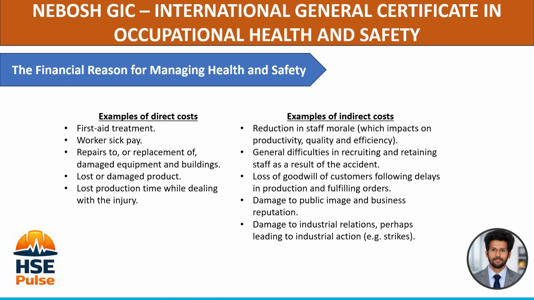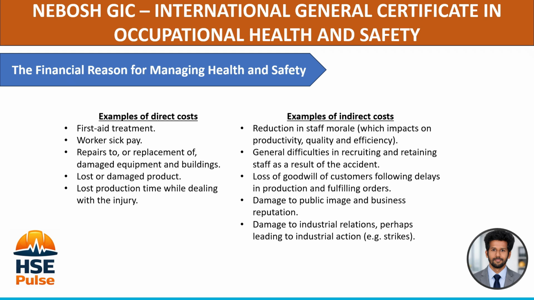Examples of direct costs: first aid treatment, worker sick pay, repairs to or replacement of damaged equipment and buildings, lost or damaged product, lost production time when dealing with the injury. These are the direct costs. Examples of indirect costs: reduction in staff morale, which impacts on productivity, quality, and efficiency; general difficulties in recruiting and retaining staff as a result of the accident.